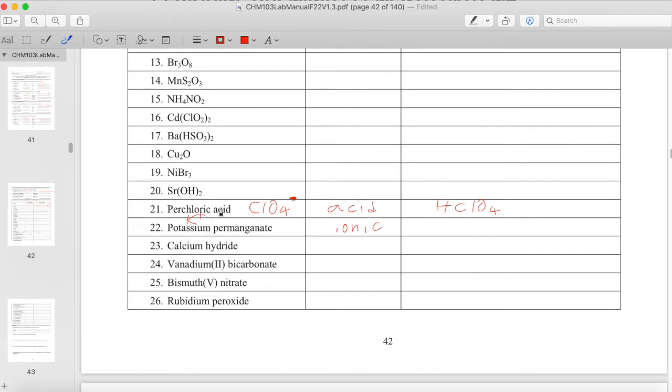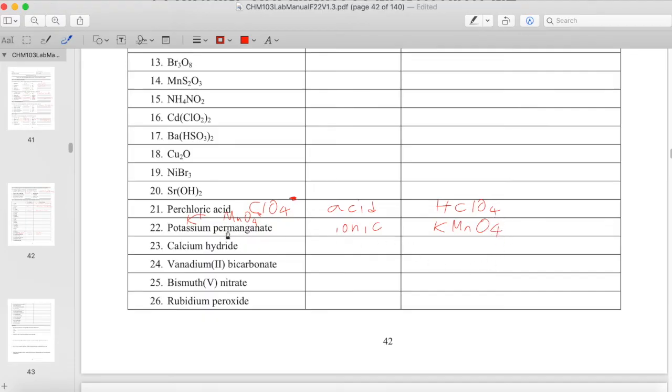Permanganate. This one you're going to have to look up. That's a less common polyatomic ion. But for those of you who looked it up, it's MnO4 with a -1 charge. So when you balance this out, +1 and -1 cancel each other out. So the formula is just KMnO4.